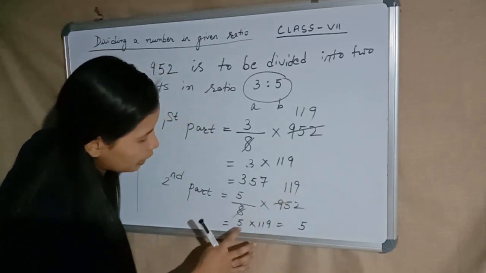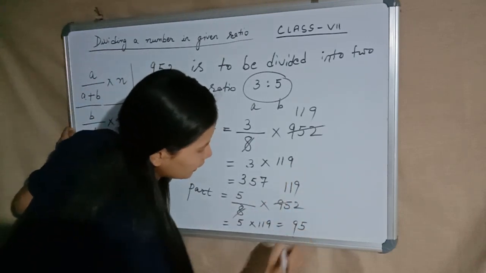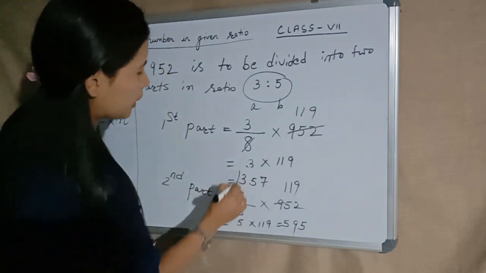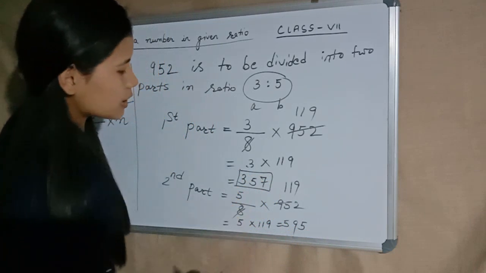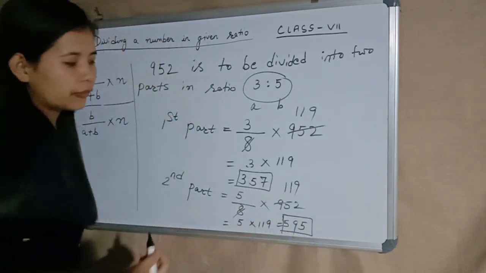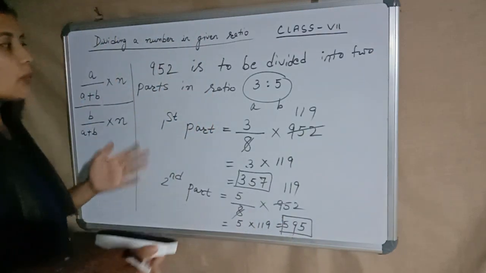Carry 4. 5 ones are 5, plus 4 is 9. 5 ones are 5. Okay. So our first part is 357 and the second part is 595. Okay. So this is how we use the formula.